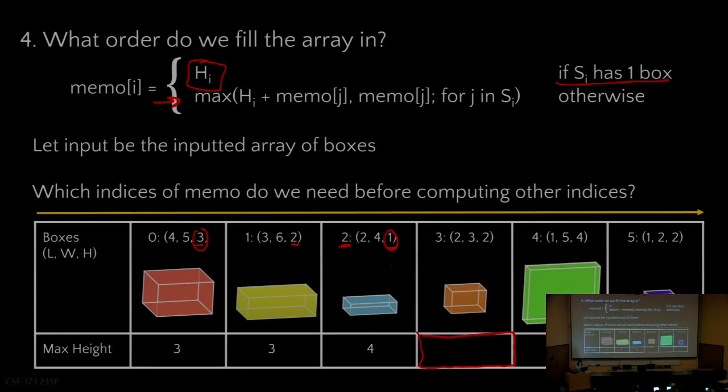So I think the 6 might be coming from the fact that you can stack this orange box on here, and then this max height is 4. But you actually can't stack the orange box on this one because 2 is not less than 2. 2 is equal to 2. And remember that the box on top has to be strictly less than. And so the only box that this can stack on top of that makes the highest is the red box. And so the max height here is going to be 5.